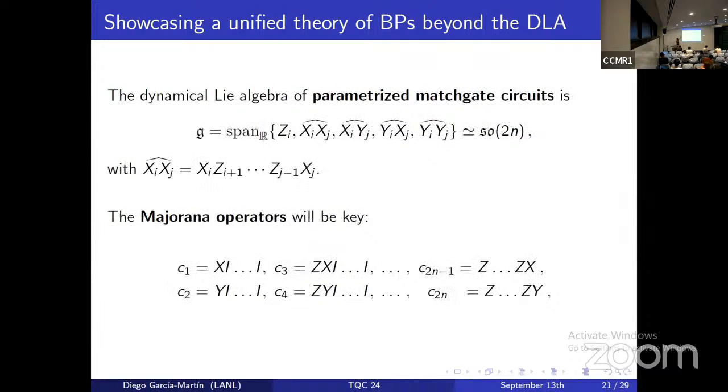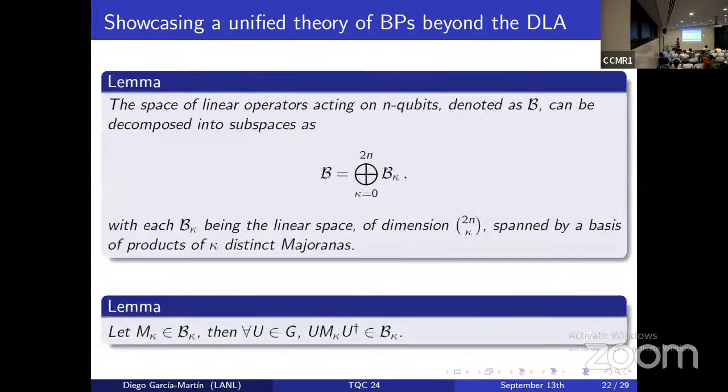Okay, as I said, the algebra now is isomorphic to so(2n), and for the rest of the talk, the Majorana operators are going to be key. In Jordan-Wigner representation, these are just Pauli operators. These ones here all anticommute. They are just X's or Y's padded with Z's on the left. And so for an n-qubit system, we have 2n Majorana operators. And these are two key facts about Majoranas and matchgate circuits that will be key to the general theory of barren plateaus.